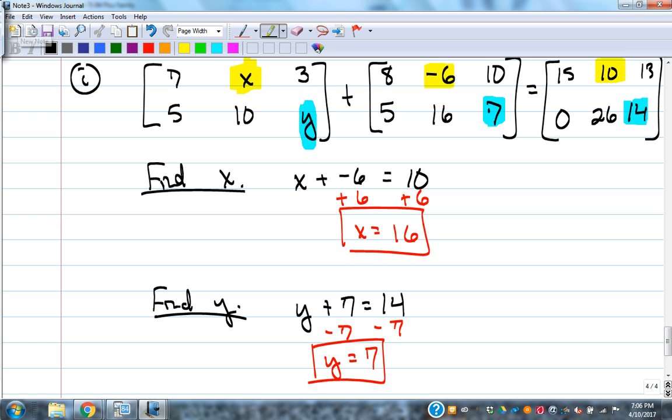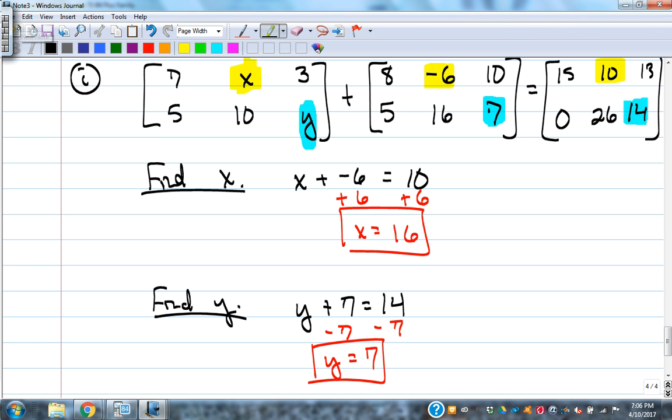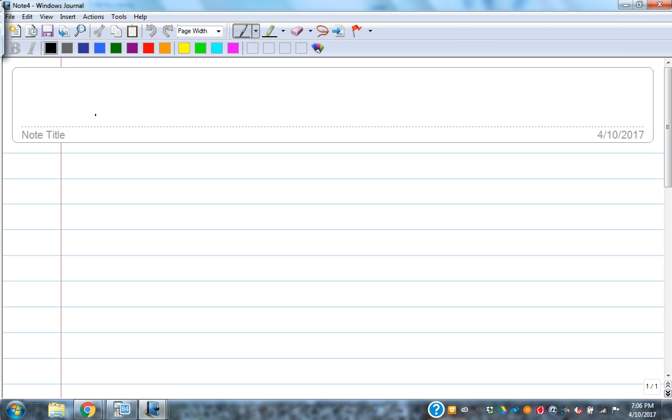Okay, let's go to section 5.8. And it's another one of those graphing calculator sections where we're going to use the calculator to do the work for us. Inverse matrices. And I'll show you how these work.